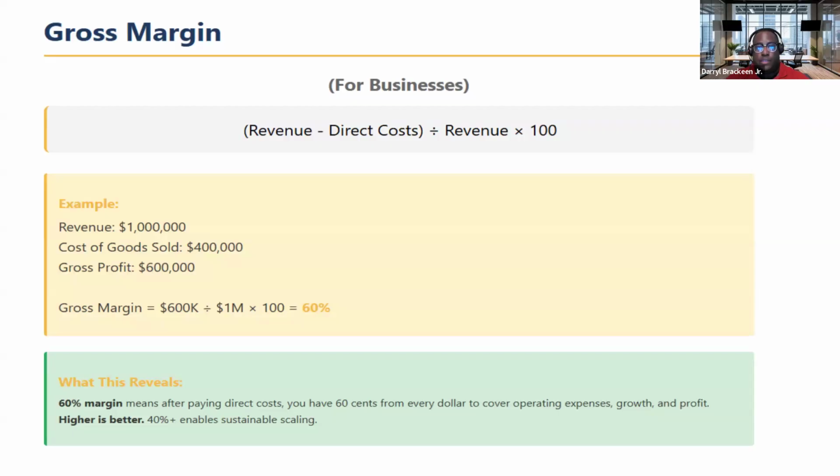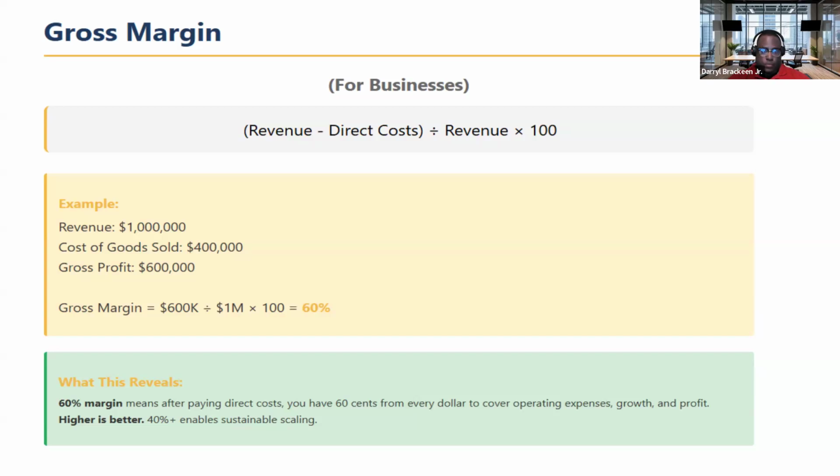You'll use this for businesses. Okay. So you'll start in parentheses, you'll plug in your revenue minus your direct cost. You start with that first, and then you'll divide by your revenue and times it by 100. So in our example, we're assuming your revenue was 1 million and the cost of goods sold was 400,000. And then your gross profit would be 600,000.